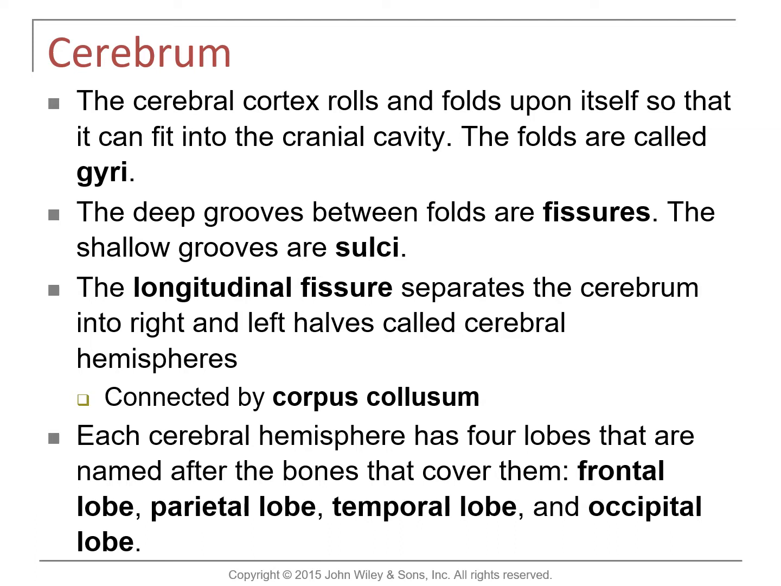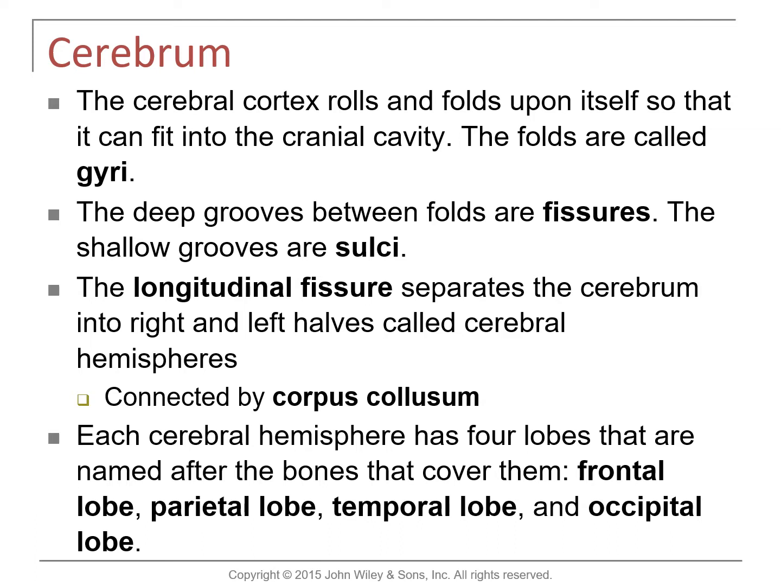Each hemisphere has 4 lobes on the surface that are named for the bones that cover them. So these lobes are easy to label on a diagram, hint, hint, because they lie just below the bones for which they are named. They are the frontal lobe, parietal lobe, temporal lobe, and occipital lobe.